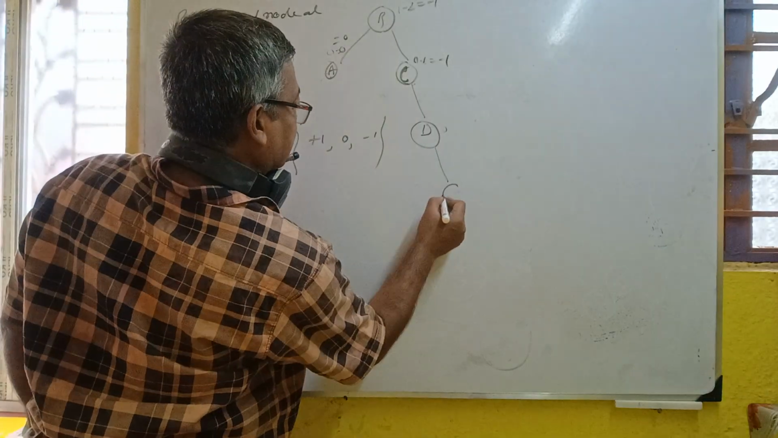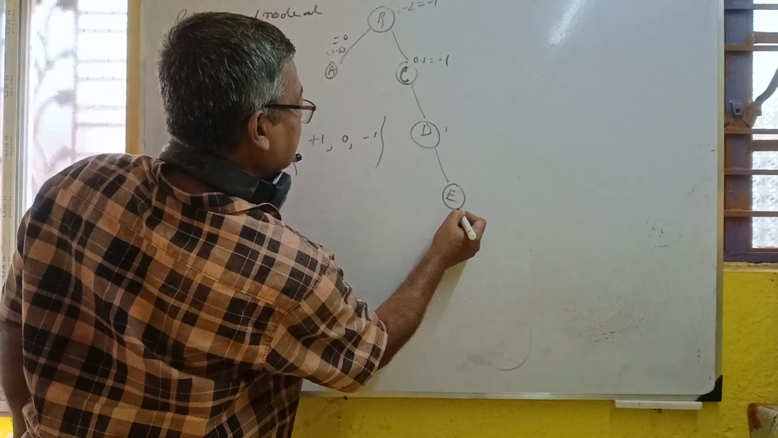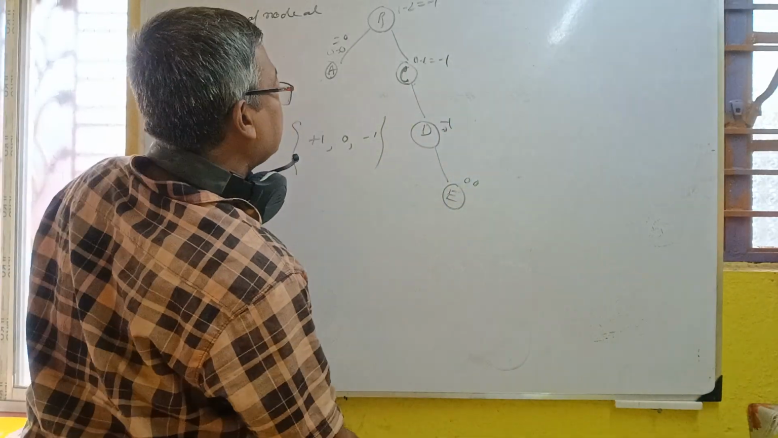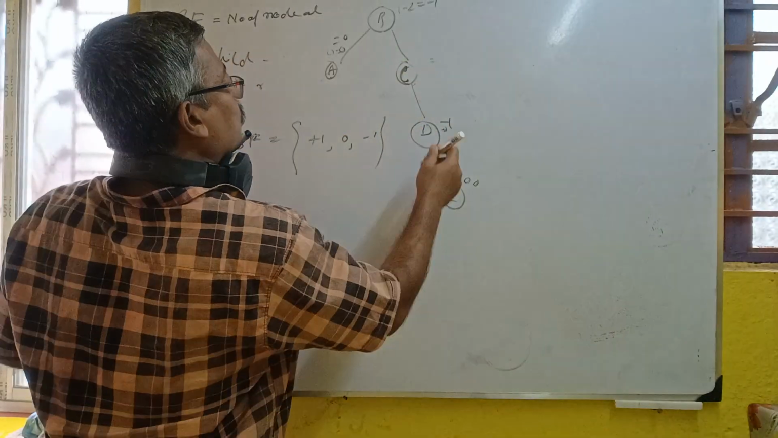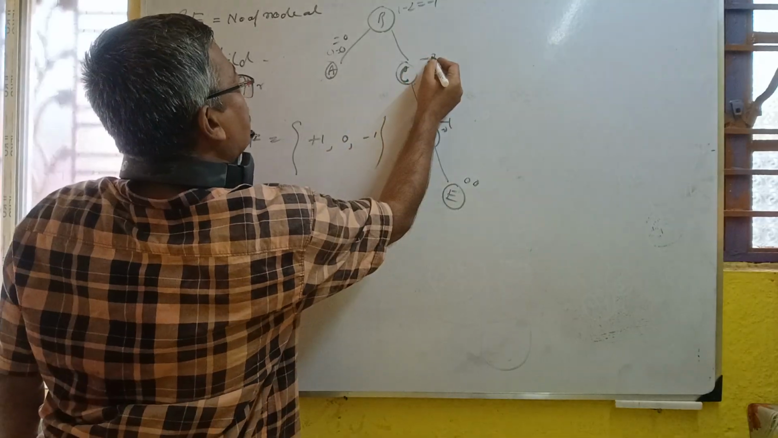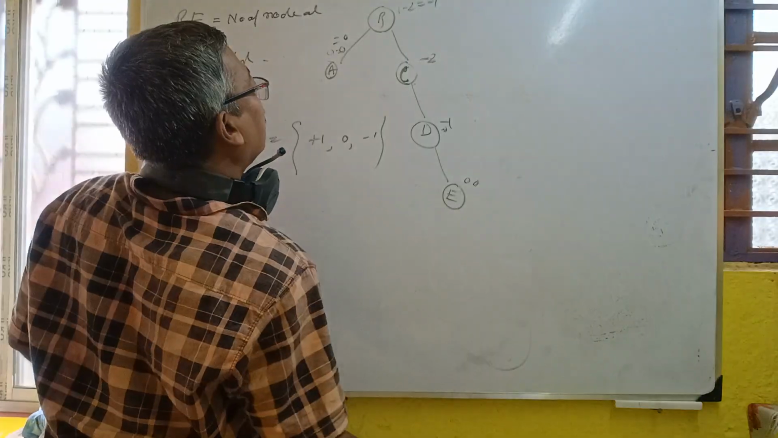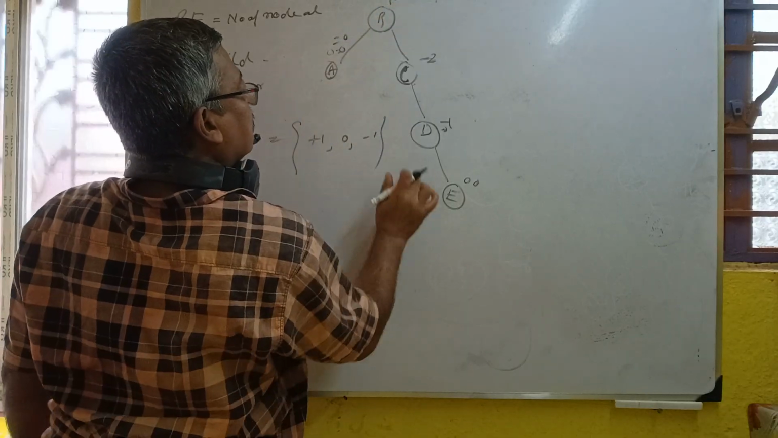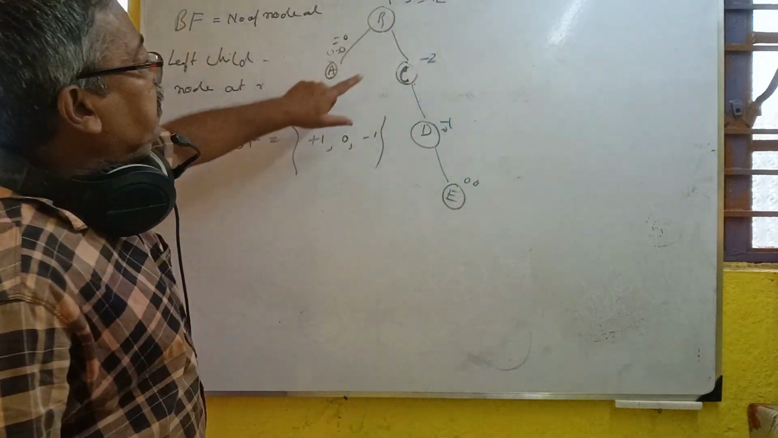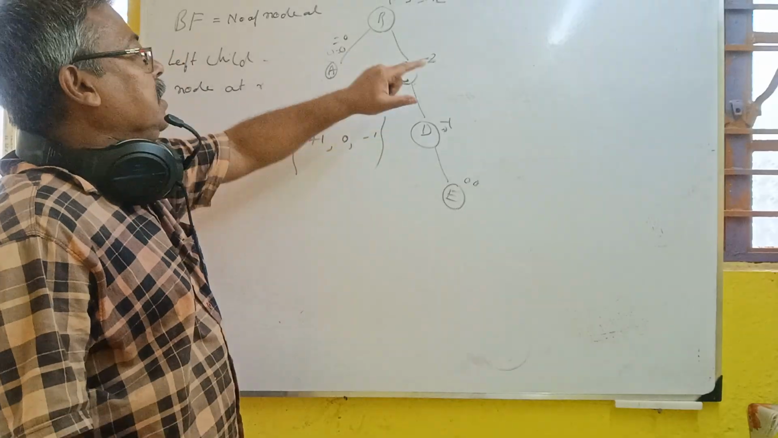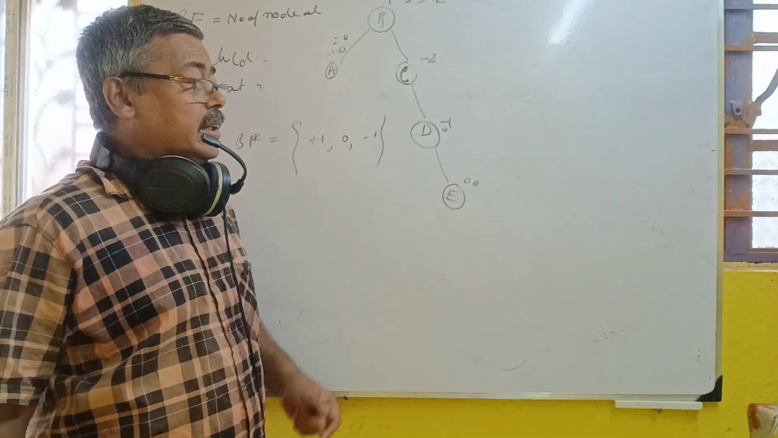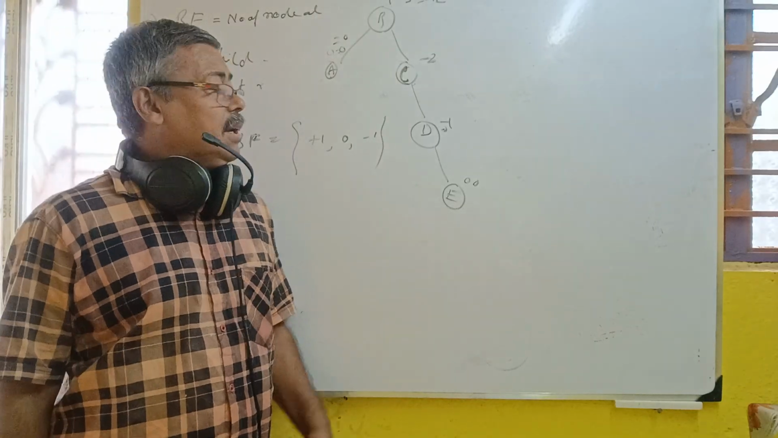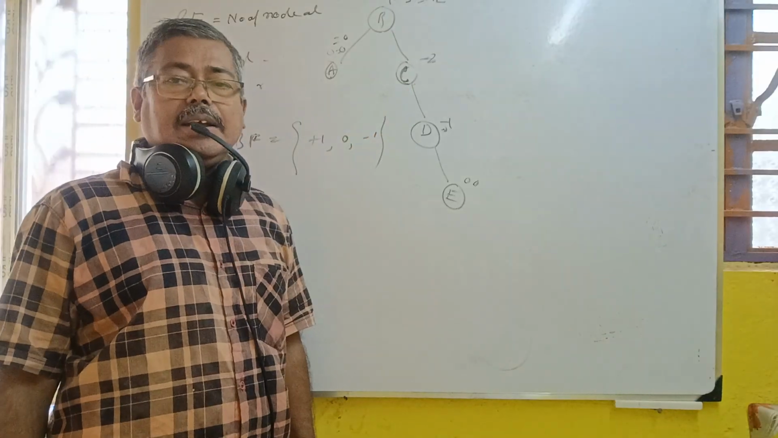But if we add another node, suppose this E, after adding this value, balance factor of E is 0, balance factor of D is minus 1. C has no left child and two right children, so balance factor is minus 2. B and C are also minus 2. At node C, the condition of the AVL tree is breaking. So it is not an AVL tree, because node C is not maintaining the balance factor.